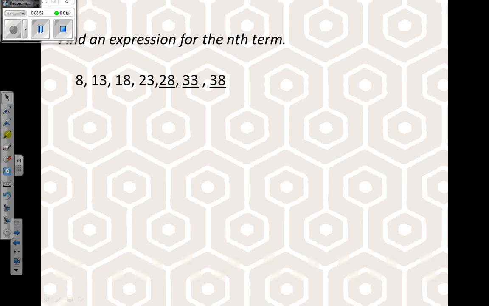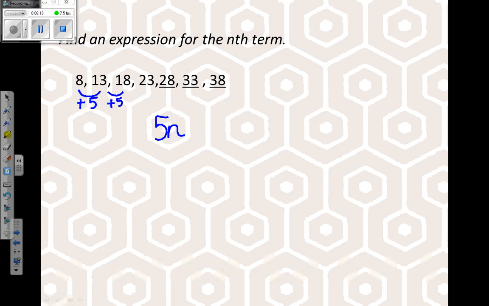In this one, we were adding 5 each time. So from 8 to 13, we added 5. 13 to 18, we added 5. So in this case, if you have a number that's constantly being added or subtracted, the first thing you're going to start with is you're going to take that number and multiply it by n.